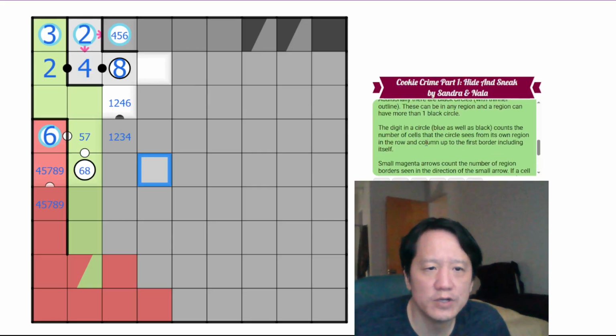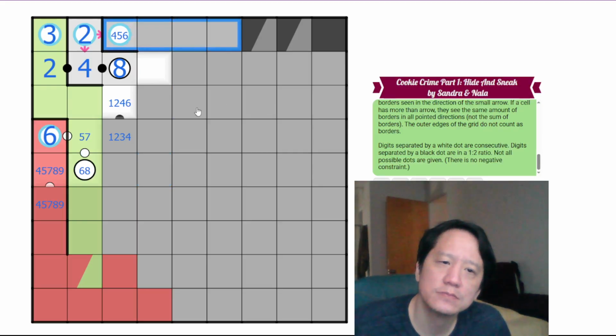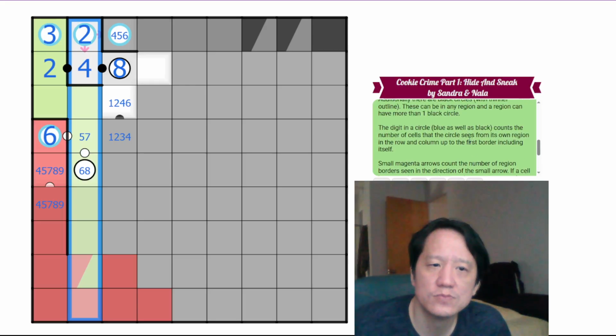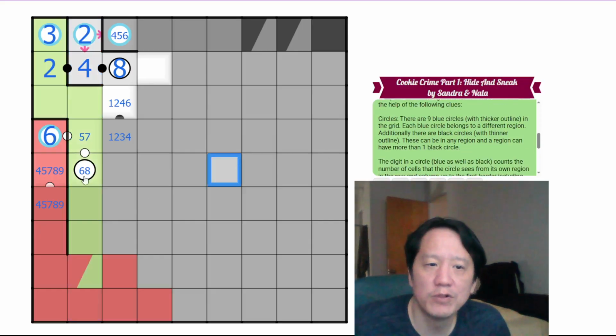What else do we have? This sees 2 boundaries here. This sees 2 boundaries there. Oh, black cells circles see boundaries. So this sees 8, which means it sees all of the medium or the light cells here. All the remaining light cells.